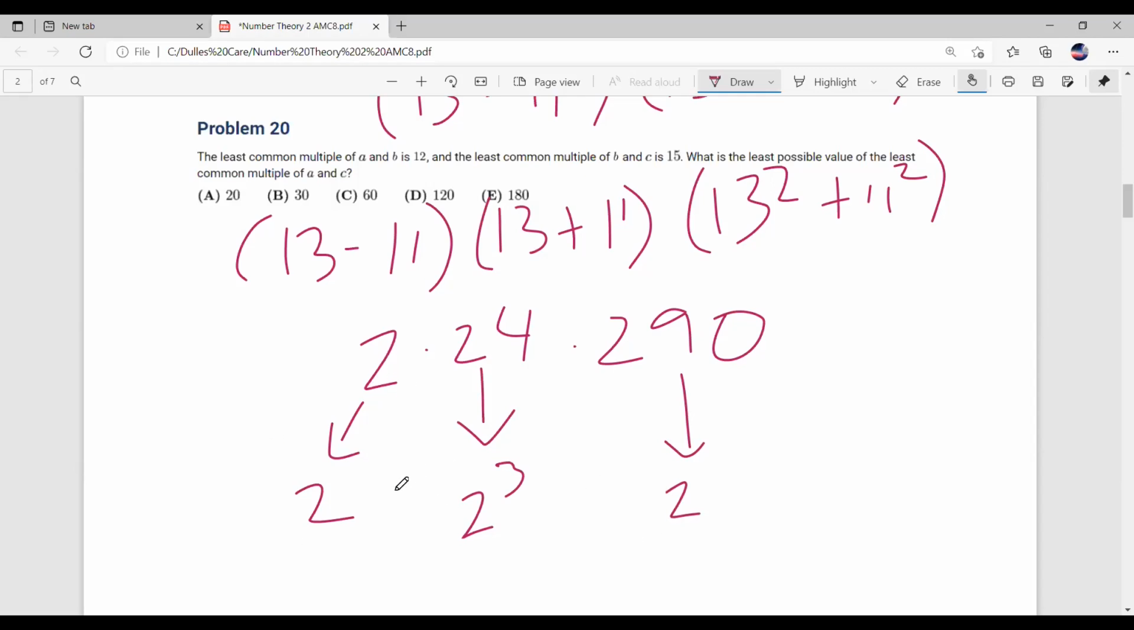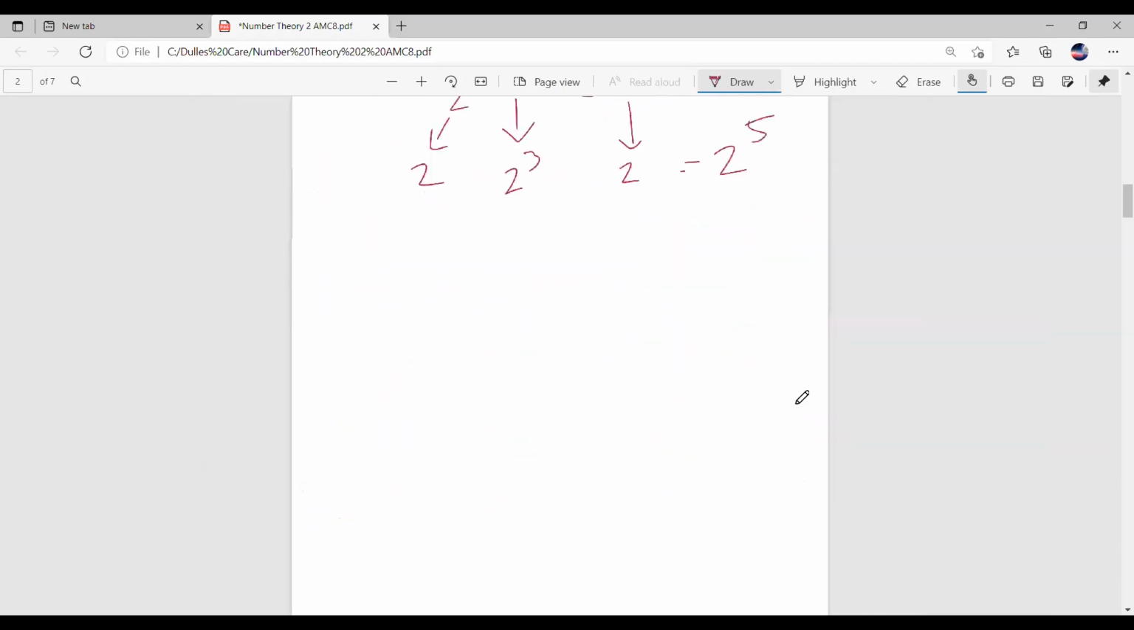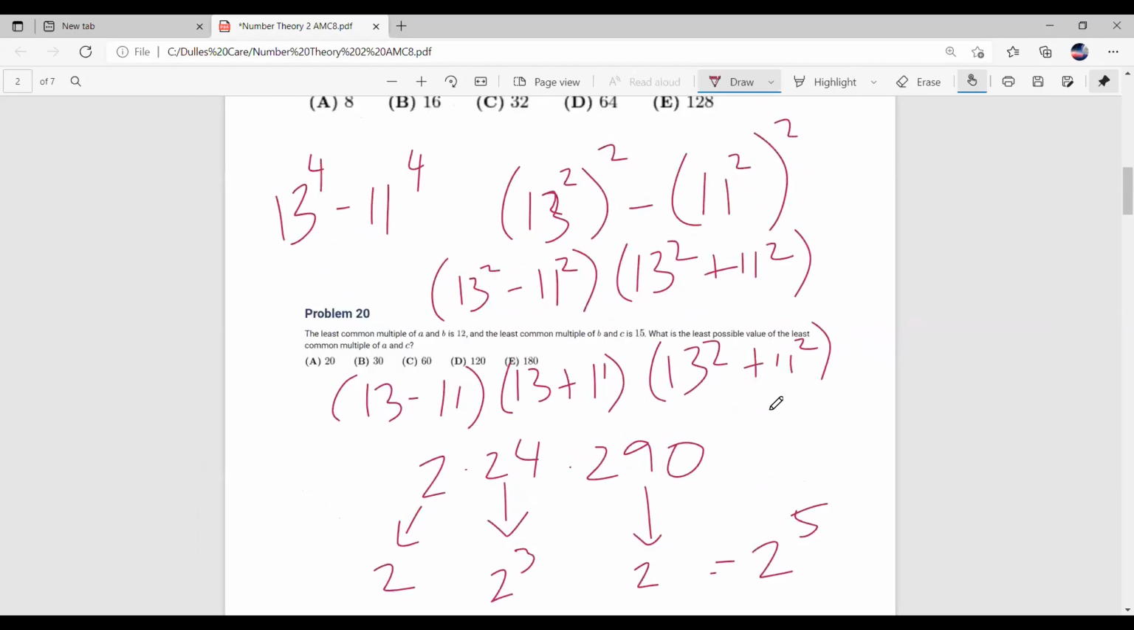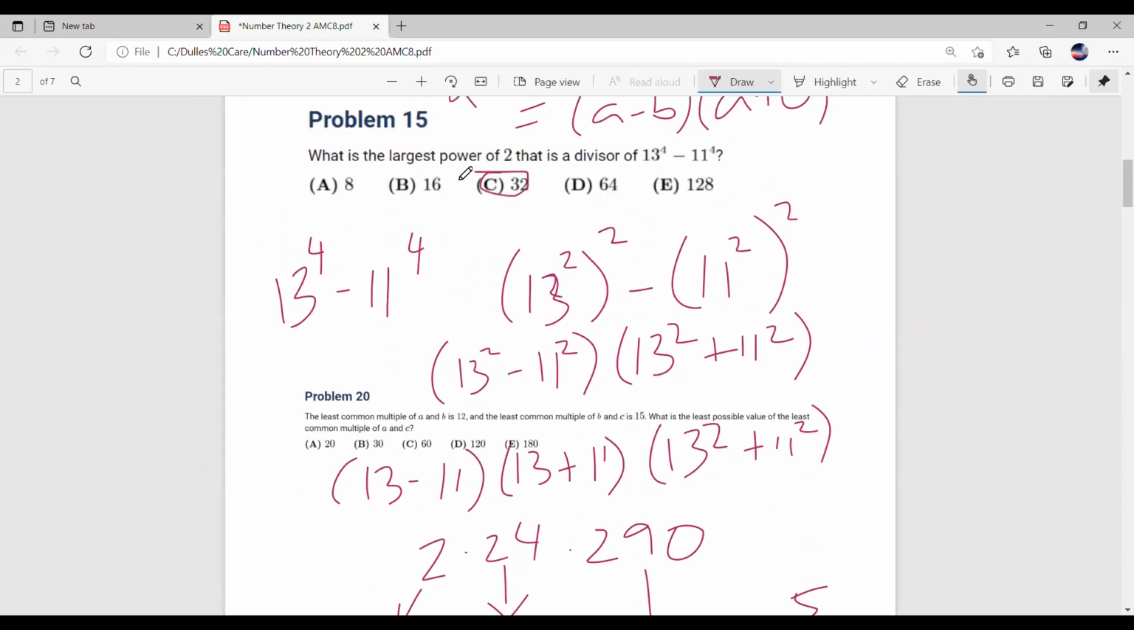So what do we get? We get 2 times 2 cubed times 2, that's equal to 2 to the 5th. So in conclusion, the largest power of 2 would be 2 to the 5th, otherwise known as 32. Does that make sense?